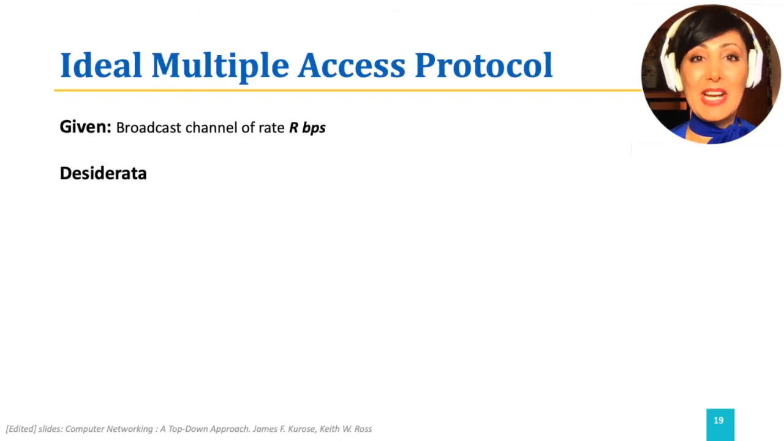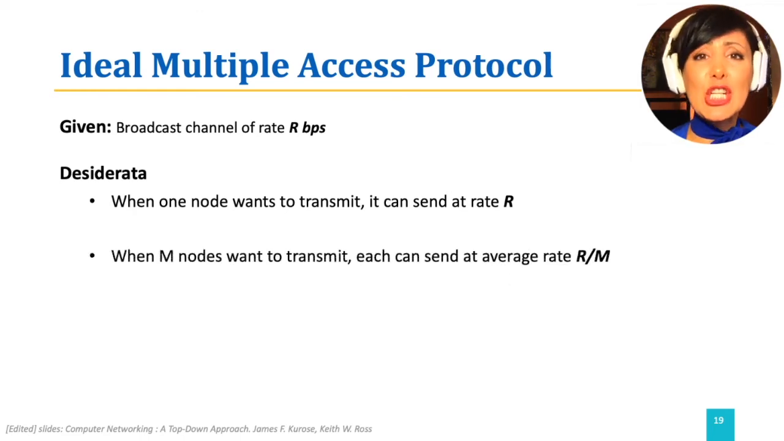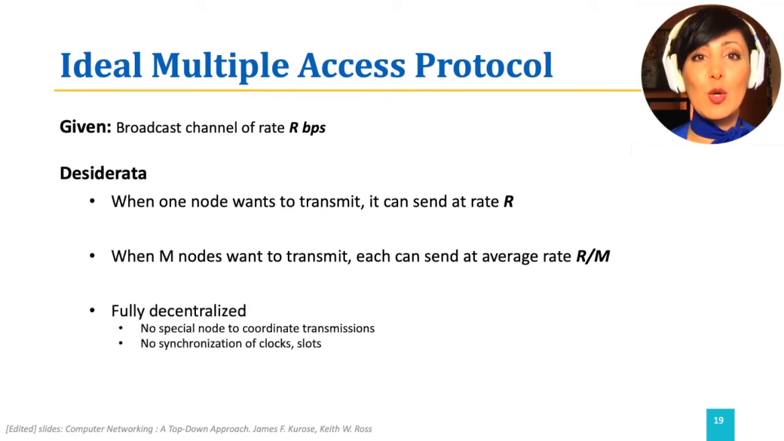The desirable characteristics for a multiple access protocol for a broadcast channel of rate R bits per second is that, using it, when one node transmits, it can send at full rate of the channel, which is R. When M nodes transmit, they can each get a fair share of the channel, which is R divided by M. It is fully decentralized, meaning no special coordination node or clock synchronization involved. And finally, that the protocol is simple and therefore easy and inexpensive to implement. That is a lot to satisfy. Let's see how we do it in reality.